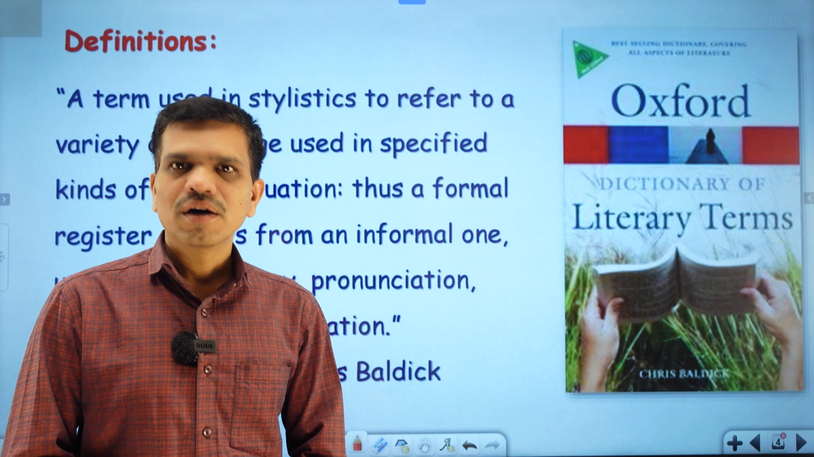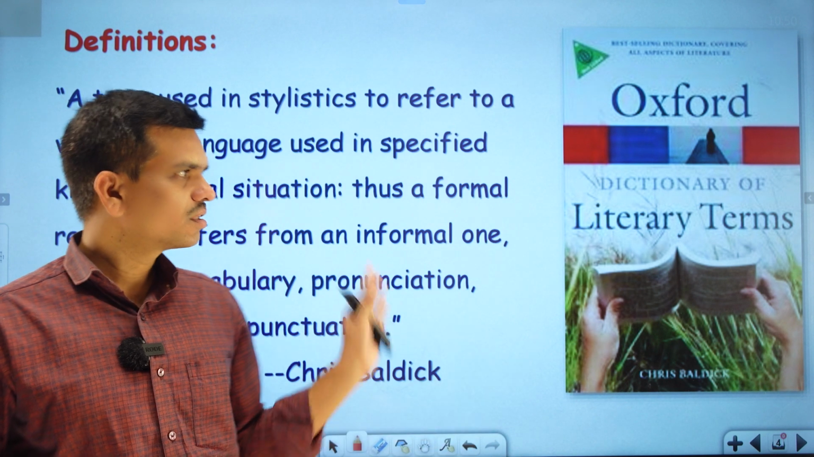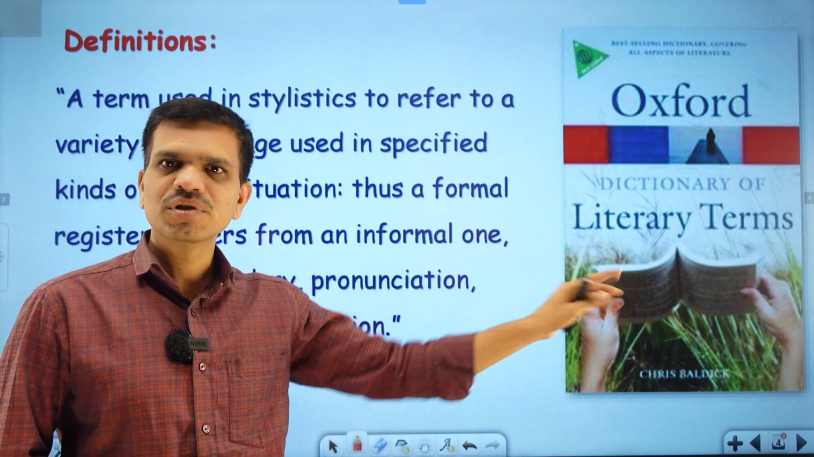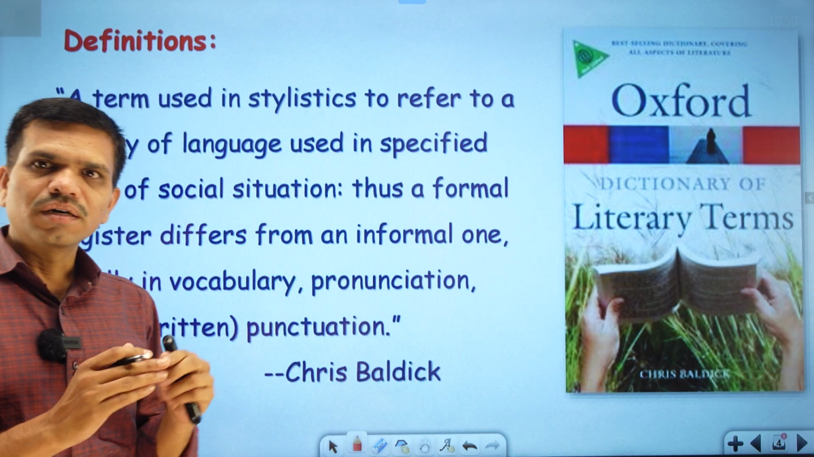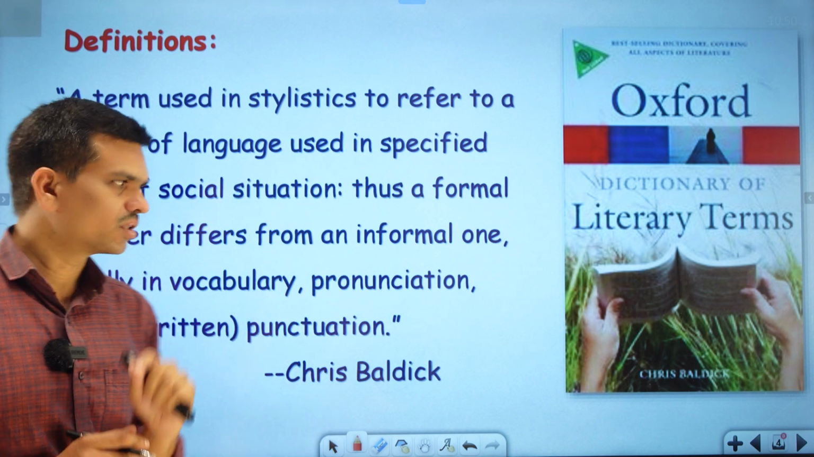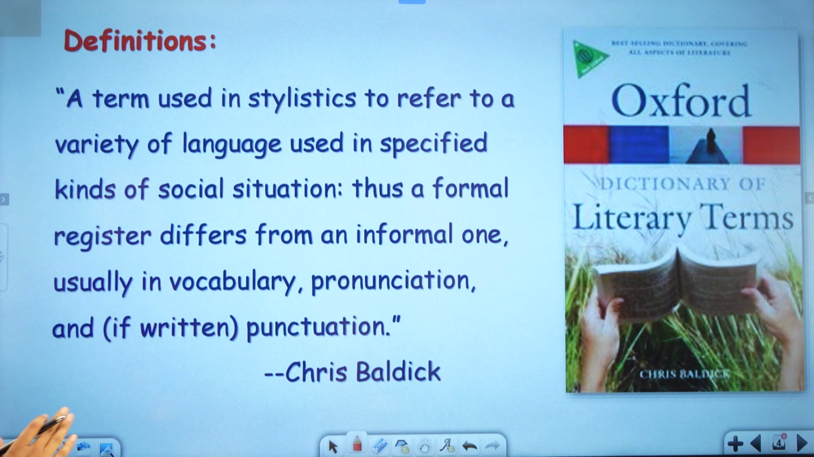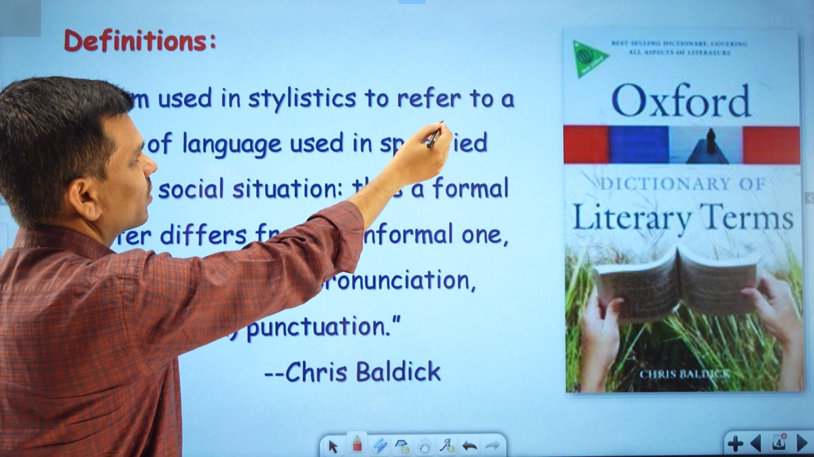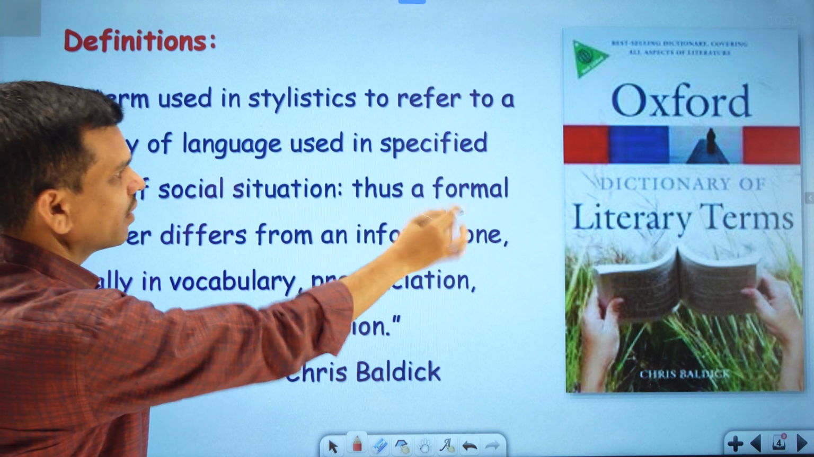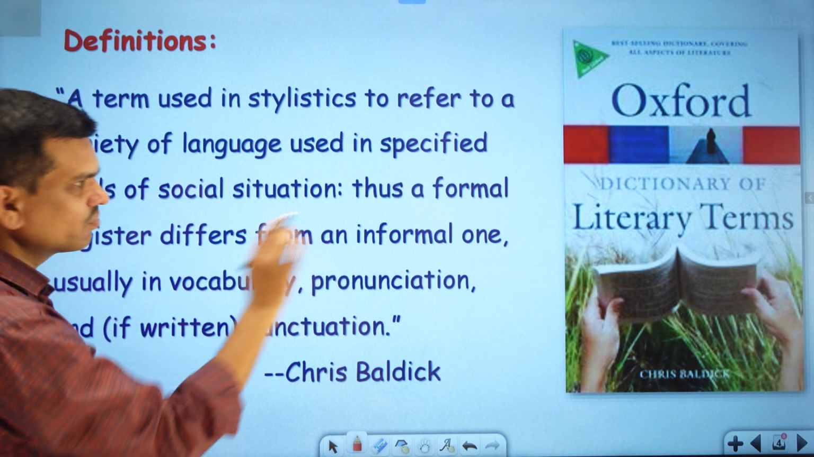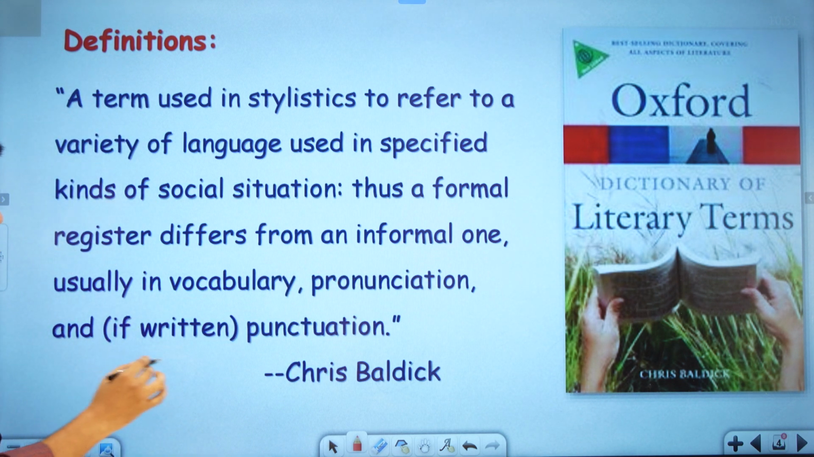So let's start with the very definition of register. What is a register according to different scholars? This definition occurred in the Oxford Dictionary of Literary Terms by Chris Baldick, and Chris Baldick says that register is nothing but a type of special language used in different types of situations. Here we have the quotation by Chris Baldick, and he says: a term used in stylistics to refer to a variety of language used in specified kinds of social situation. Thus a formal register differs from an informal one, usually in vocabulary, pronunciation and, if written, punctuation.